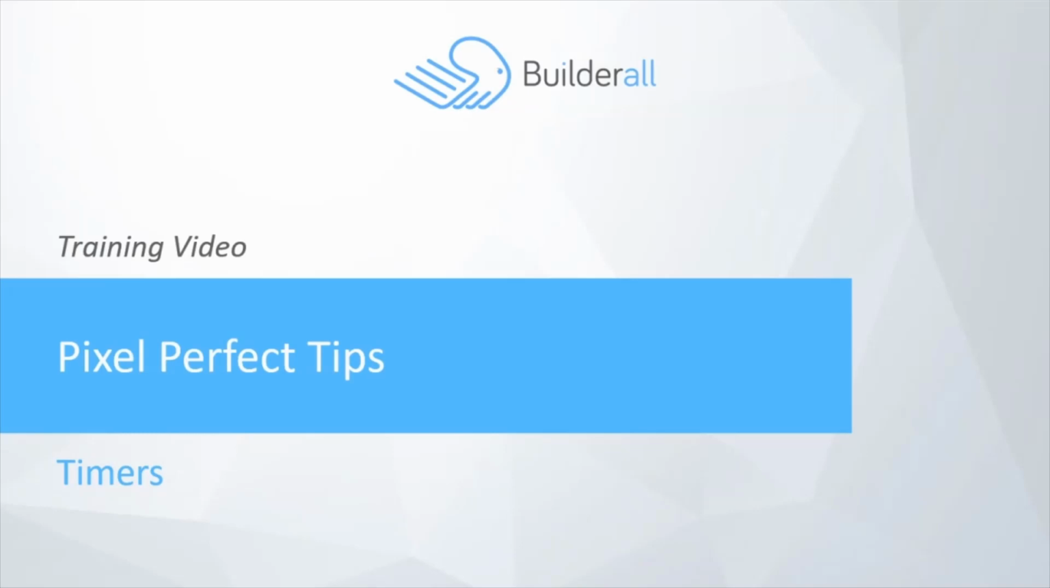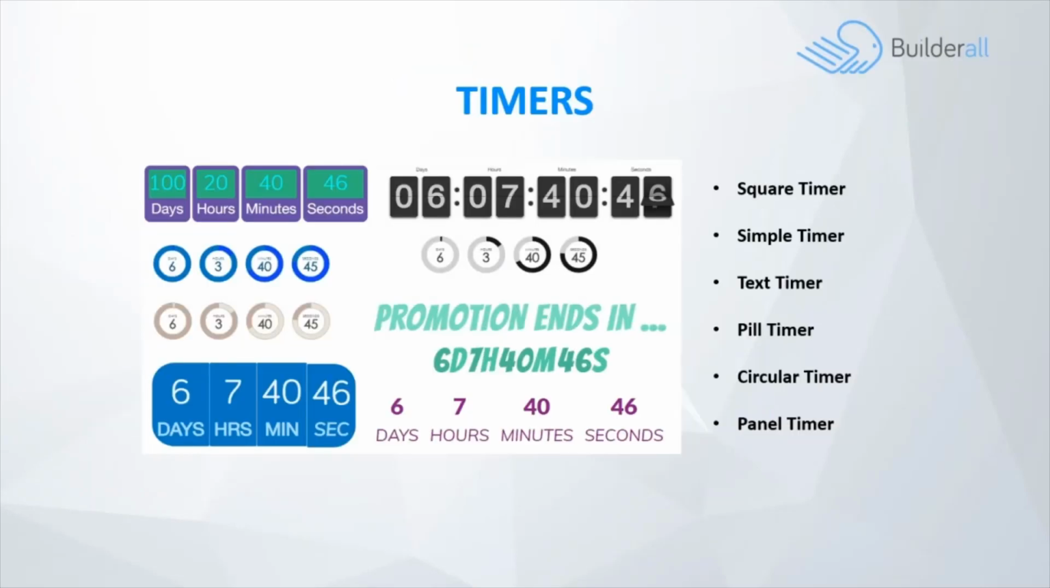Tips series. Today, we're going to learn about the large selection of automated timers that we have in our Pixel Perfect Builder. We're going to explore all the different types of timers that we have in the Pixel Perfect Builder: the square timer, the simple timer, the text timer, the pill timer, the circular timer, and the panel timer. We'll spend a little bit of time discussing some ways you might want to integrate timers into your Builderall website and digital marketing efforts. So we'll have a lot of fun today.